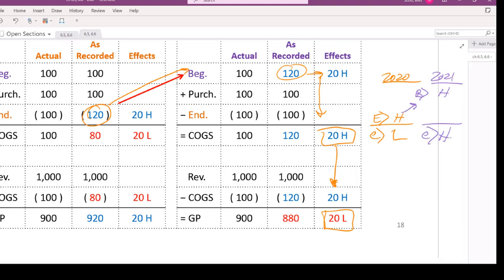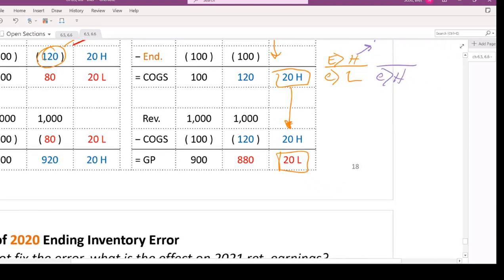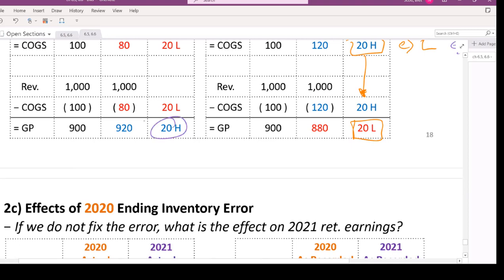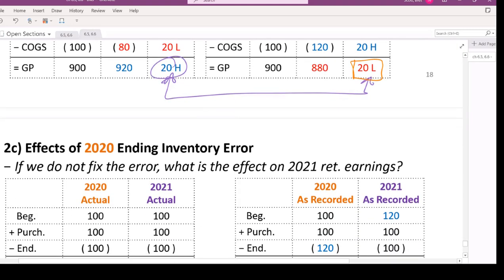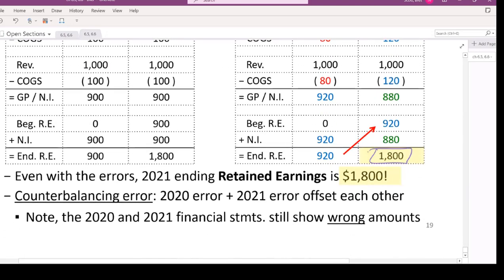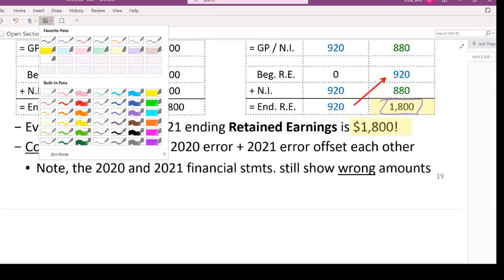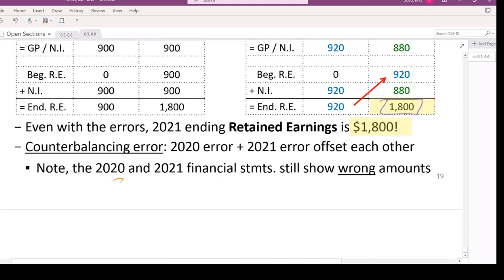Example 1B is what we saw when we had the signs flipped. So again, look at this. It was the net income, gross profit was too high in one period, and then it was too low. The signs flip. Okay, and now you know that they flip. You know that these errors will kind of counterbalance each other. The financial statements will be jacked up, but at the end, if we don't fix anything, retained earnings will still be fine at the end. 1,800, and the reason why again was because the signs flip themselves.